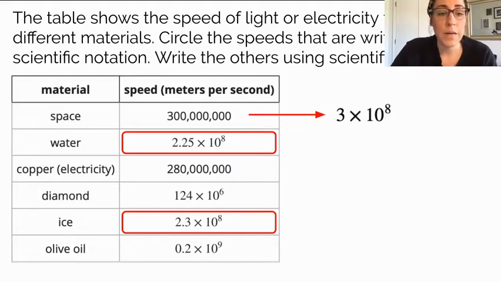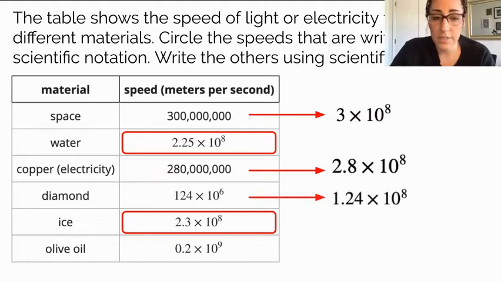For copper, looking at that, I know my leading factor would have to be 2.8. So I would write this as 2.8 times 10 to the 8th power. For diamond, my leading factor would have to be 1.24, greater than or equal to 1, but less than 10, and the second factor is 10 to the 8th.